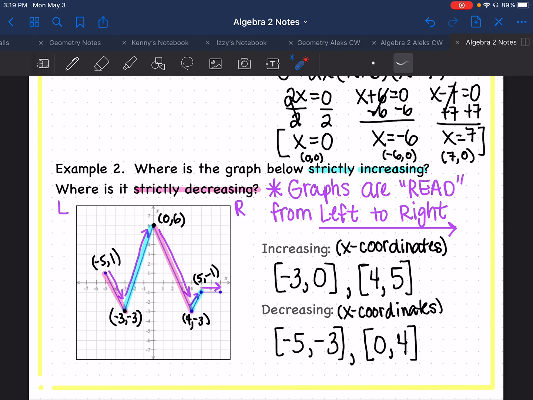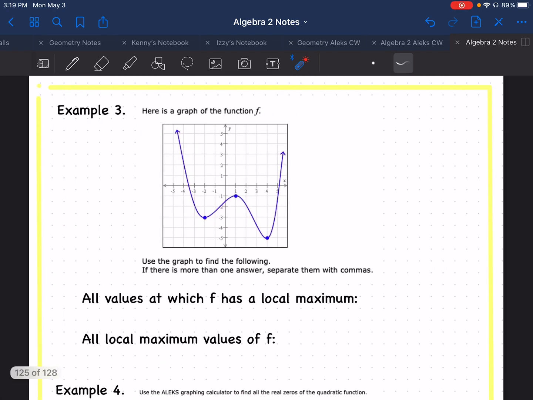All right, let's go on to example 3. Here is a graph of a function f. Use the graph to find the following. If there's more than one answer, we're going to separate them with commas. Now, notice that the two questions that are asked, if you go ahead and read them to yourself, are very, very similar.